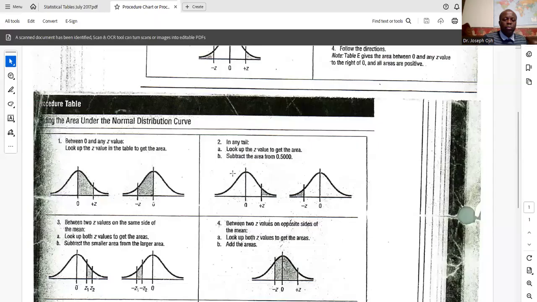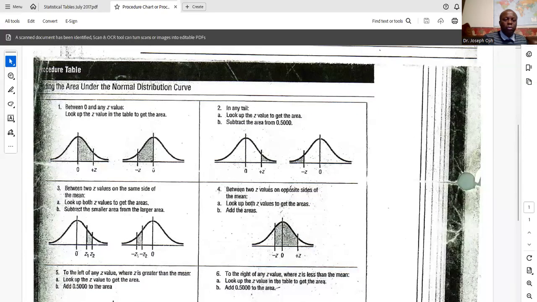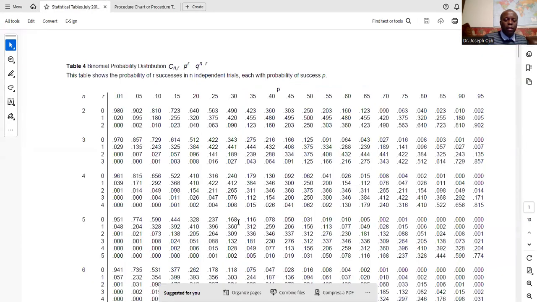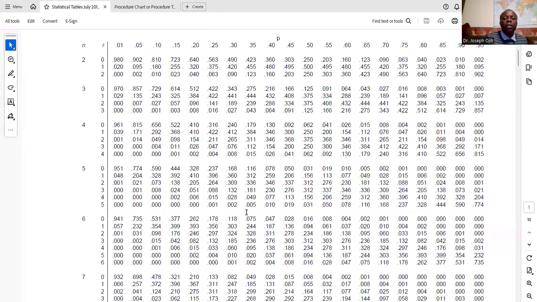Okay, let me take you to what we have this week. I mentioned in the class that you should print this procedure chart and also this table. I also explained that we'll be using them now. I'm assuming that you have already printed them out. We'll be using them until the end of the semester. I will take you to this page so you can see what you have for the week.